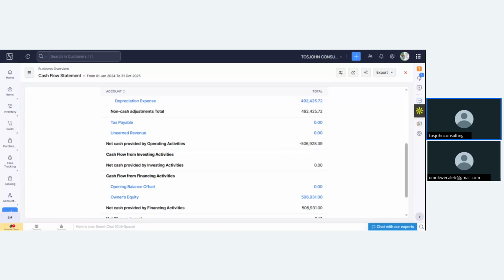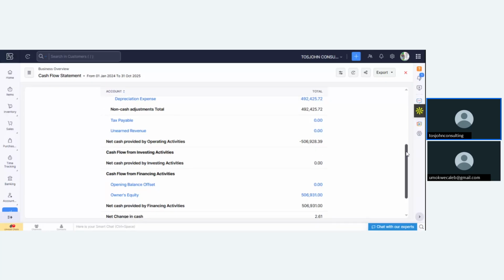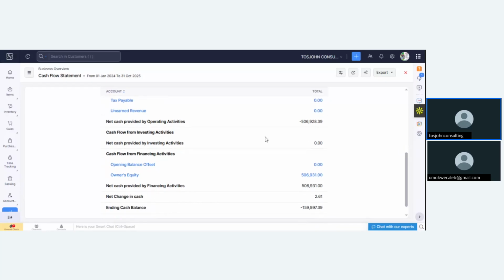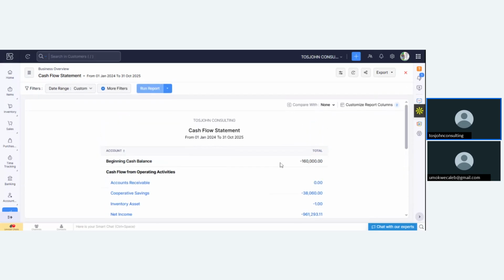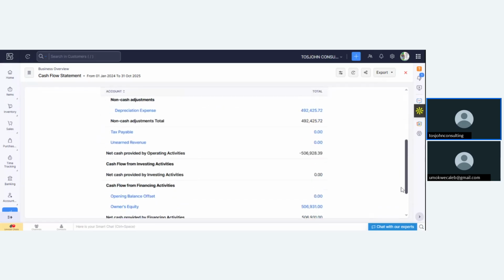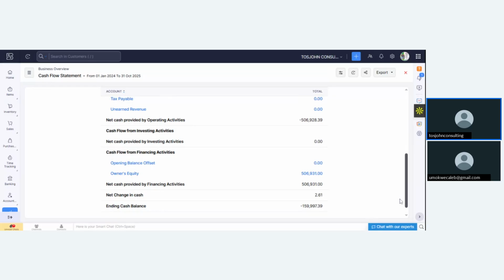Then the other segment of the cash flow statement is investing activities. If you invest in anything, maybe a normal investment, or you invest in plant and machinery, in equipment or anything, it will come under this investing activity. But we don't have anything here for this period that it has been set to. There's nothing here, so that's why you don't have anything under the investing activities.